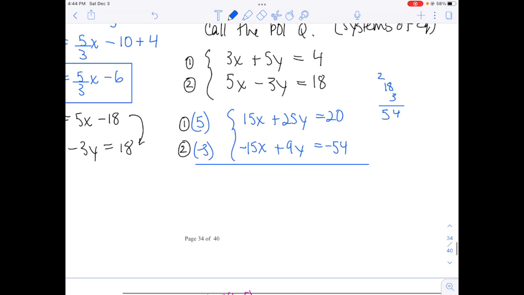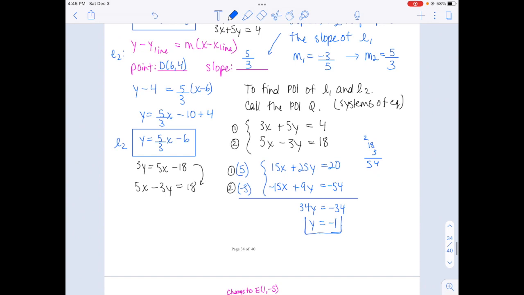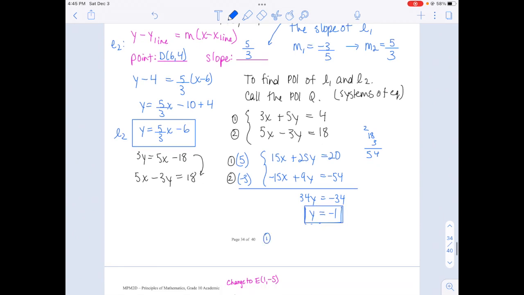Okay, so my x's cancel out. I get 34y, and we get y is -1. And if I back substitute y equals -1 into equation 1, I get 3x minus 5 equals 4. 3x equals 9. Therefore, x equals 3.